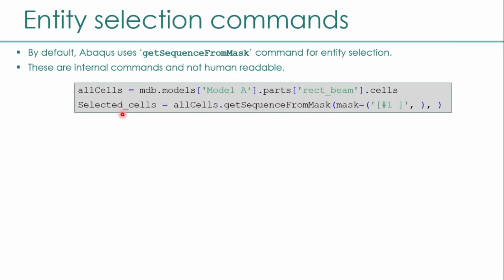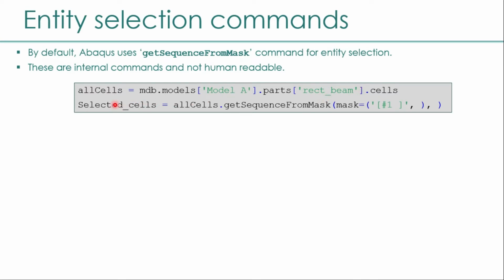Just one example here. In the first line, we are accessing the cells, and how we are accessing is from the MDB's object model. We are accessing the models, then from the models container, we are accessing the particular model A. Then from this model A, we are accessing the parts container, and from the parts container, we are accessing this rectangular beam part. And the cells represent all the cells that are saved in this rectangular beam part object.